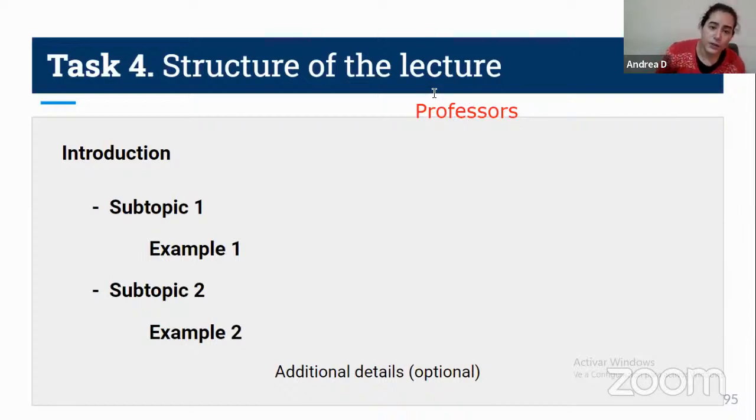And this lecture is going to be structured in this way. These are the elements that your lecture will have. The first one is obviously an introduction. So in the introduction, you'll have a general idea of what the topic is going to be. So, for example, can anybody think of an academic topic? Something that comes to mind.